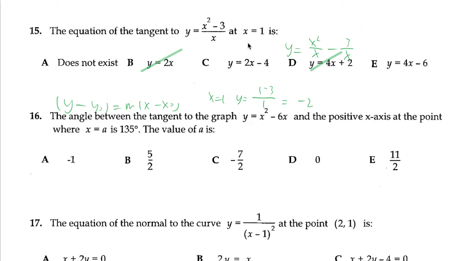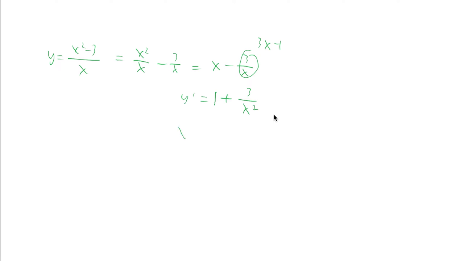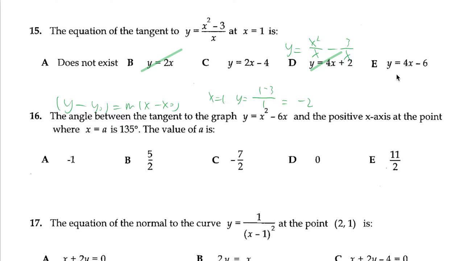At x equals 1, y dash equals 1 plus 3 over 1, which is 4. So you know the slope is 4. You don't even need to worry about the tangent equation. Slope is 4, so it must be E. Has to be E.